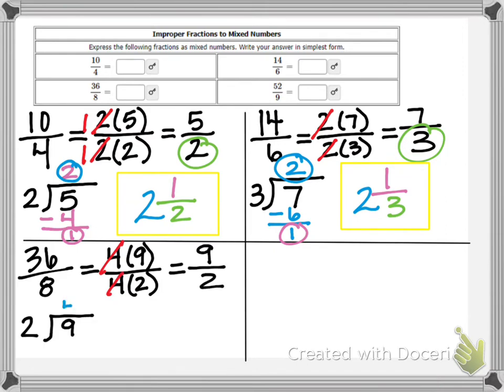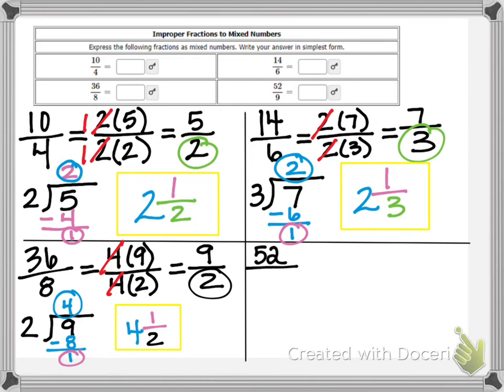For my long division, I'm going to do 9 divided by 2. 2 will fit evenly into the number 9 4 times, and then 4 times 2 is 8. When I subtract 9 minus 8, I get 1. So my remainder is 1. The whole number part of my answer is going to be 4. The remainder is 1, so that is the numerator of my fractional part, and then my original denominator 2. So my mixed number is 4 1/2.